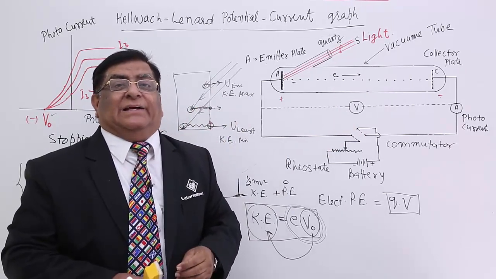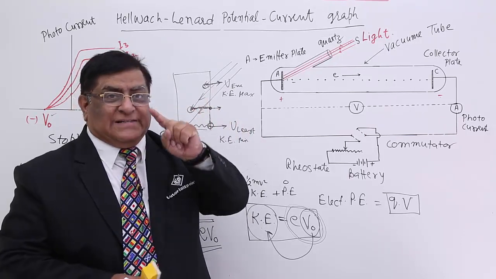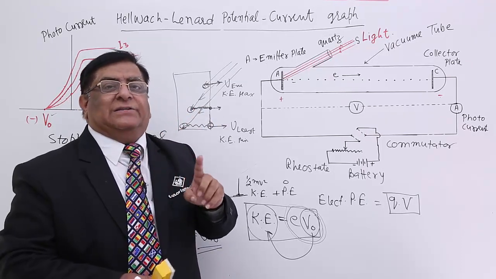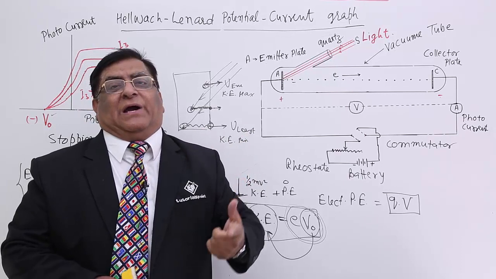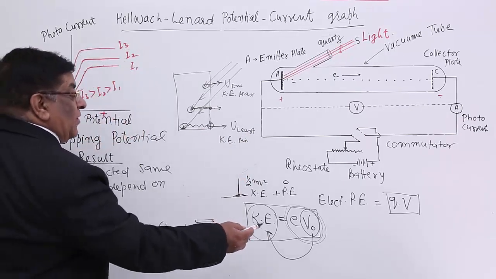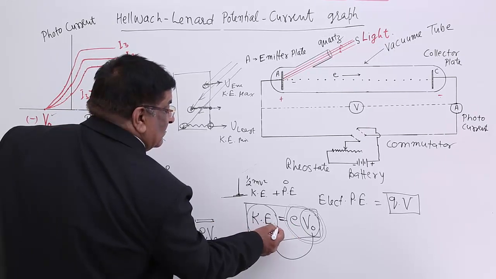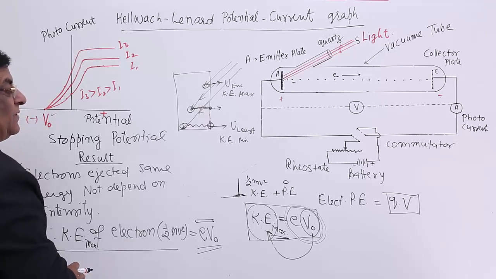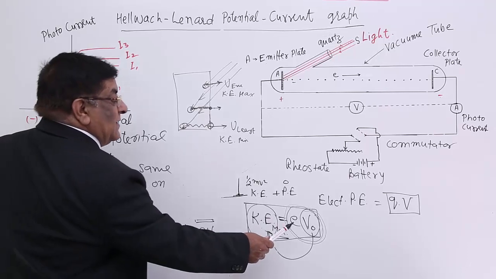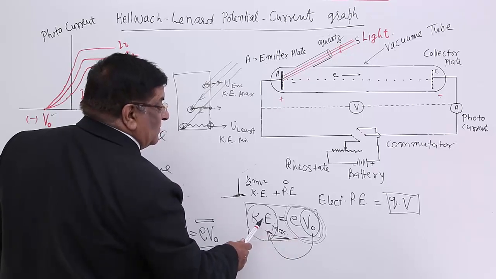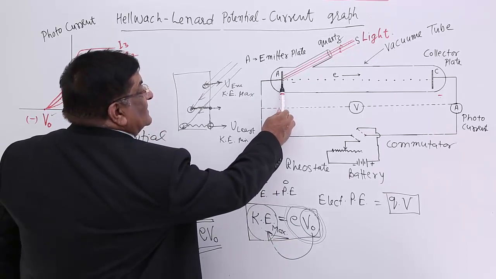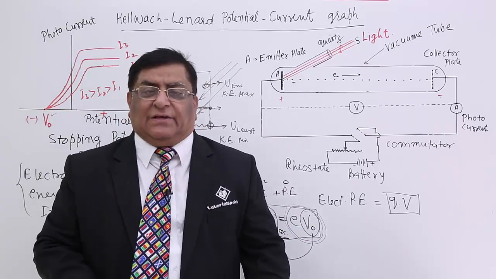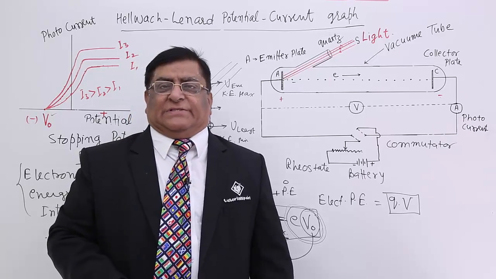So that is the kinetic energy of the electron. But is it the kinetic energy of all the electrons? Answer is no. That is the kinetic energy of those electrons which are carrying maximum kinetic energy. So eV naught is the measurement of kinetic energy, but which one? Maximum kinetic energy. So the use of stopping potential is that it is a calculation for the maximum kinetic energy of the electron which is ejected from this metal. Please remember this. Rest we will see in the next lecture, the changes of frequency. Thank you.